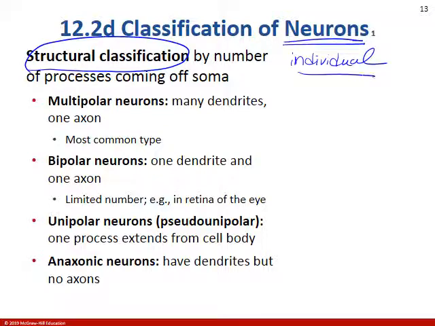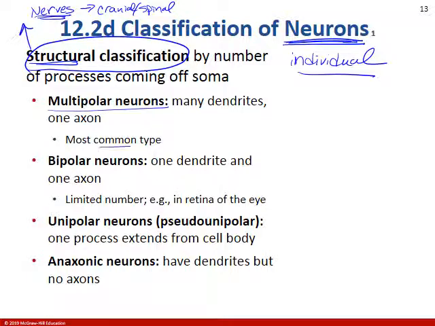So individual neurons can take on different shapes. This is not the same as what we talked about in previous slides. We talked about the structure of nerves, so the bundles of neurons. And we said that we had cranial and we had spinal, right? Those were the structural classifications of nerves. Now we're looking at the structural classification of individual neurons.